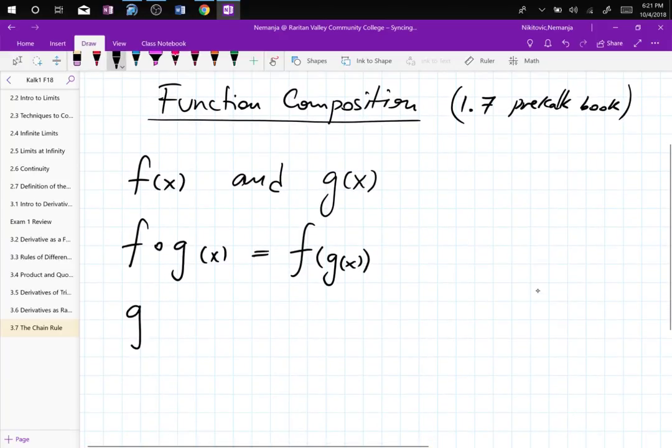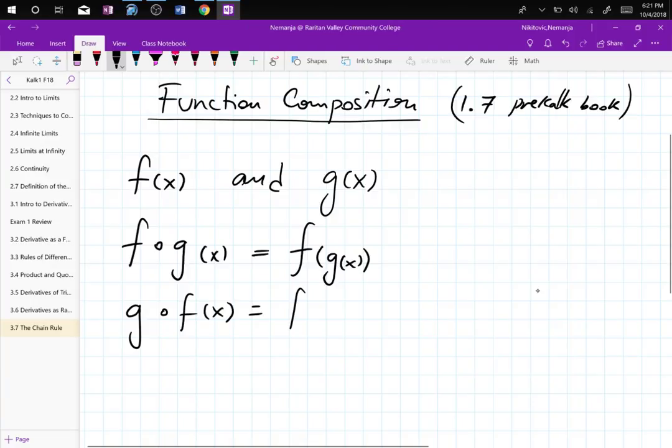And you can also compose g with f. These things are not commutative. And you will have g in charge and f of x plugged inside.